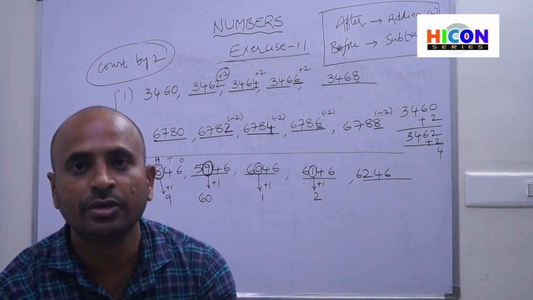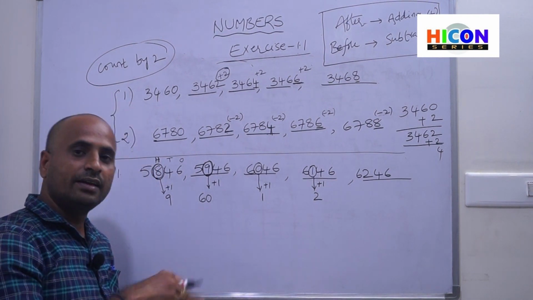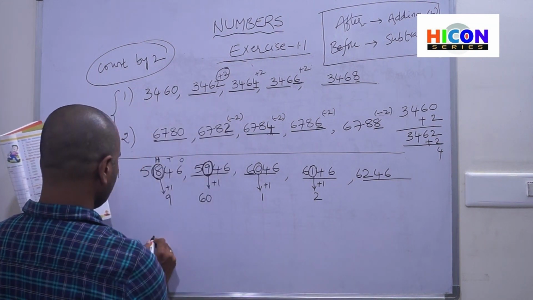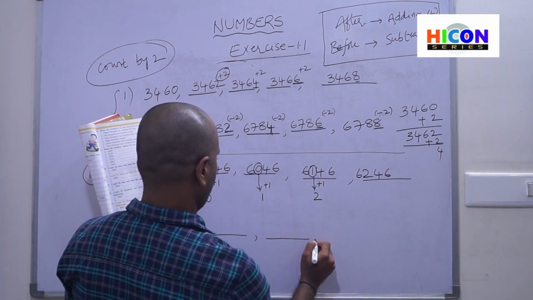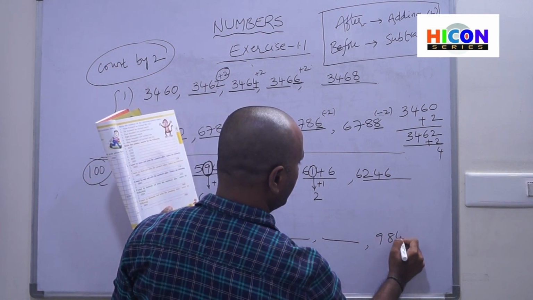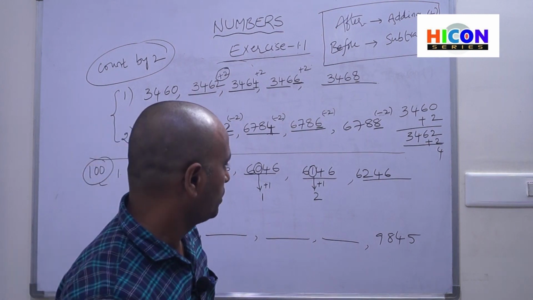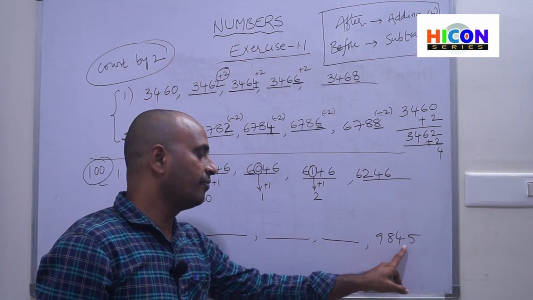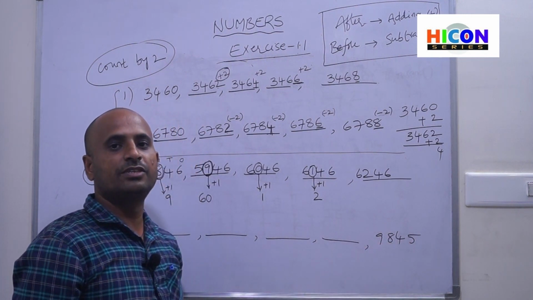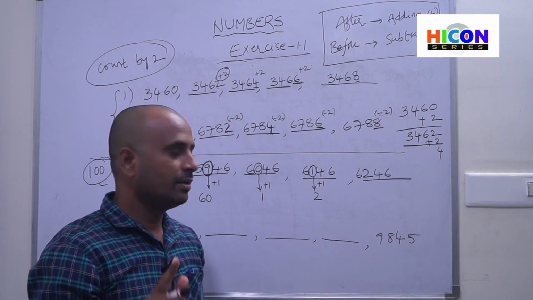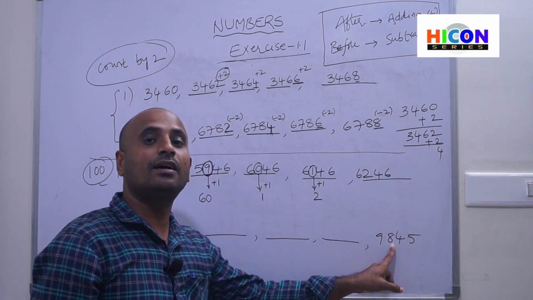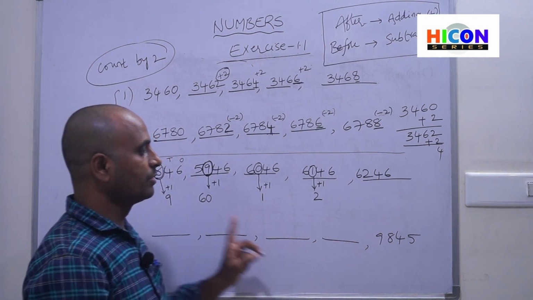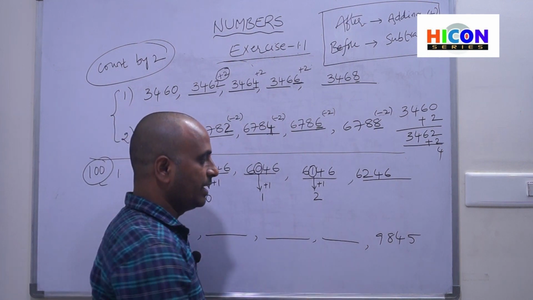Next, how to write before numbers by counting by 100. So we have to write before numbers, blanks and then 9845. Before number means we have to subtract 1 from the digit present in the hundreds place, because here we are counting by hundreds. So we have to subtract hundreds from the hundreds place.